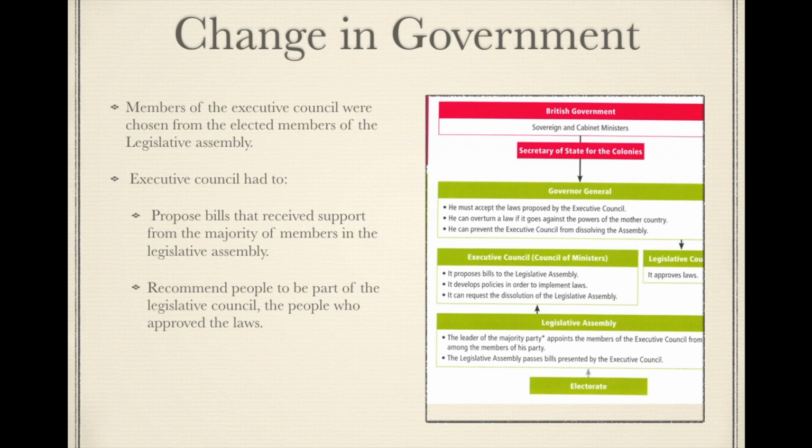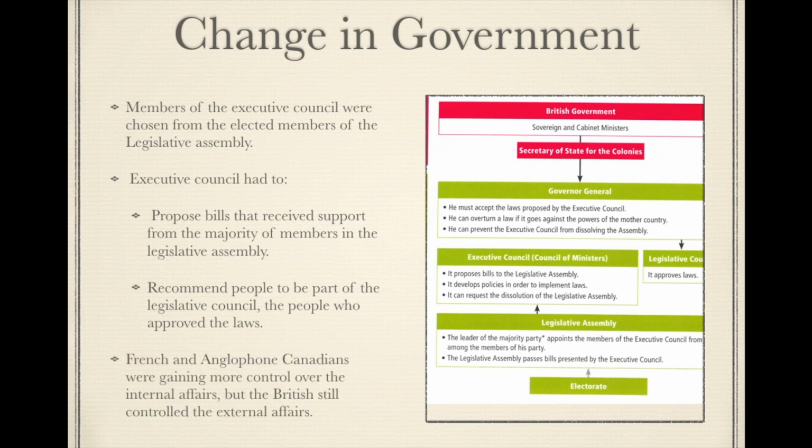This was a big deal and meant that French and Anglophone Canadians were gaining more control over the internal affairs of the province. But the British still controlled the external affairs. So any agreements that were made between the province and Canada and other countries was negotiated by the British. Canada was still a colony, not a country.